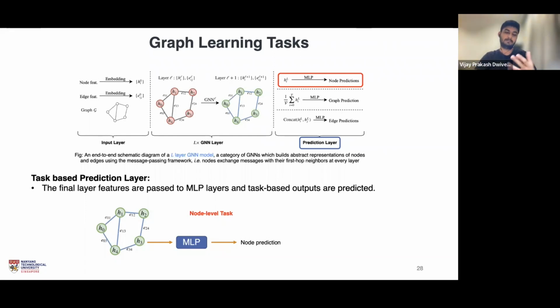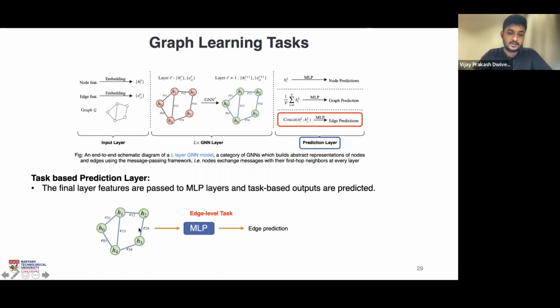If we consider, for example, a social media graph, this node could represent a user. If a property is to be predicted for the user, the final layer information of this particular user 3 is passed to the MLP classifier, and then it predicts the node. Similarly, for edges, we can predict some information corresponding to the edges, and we simply pass the source and destination information of the final layer, and then we have edge prediction.